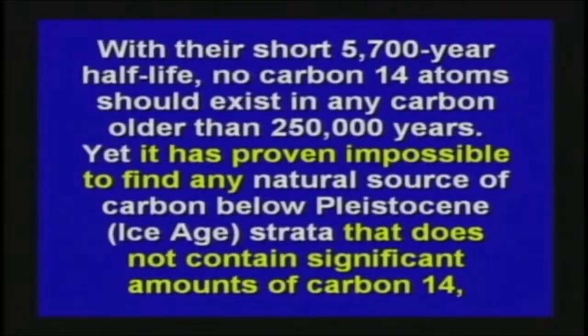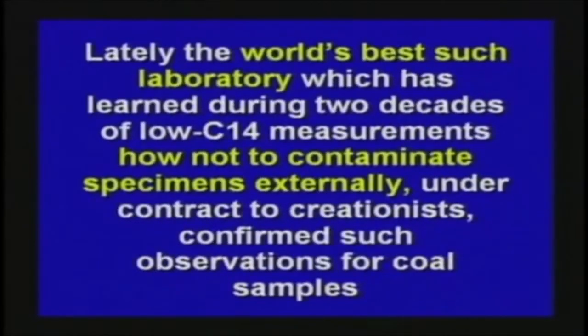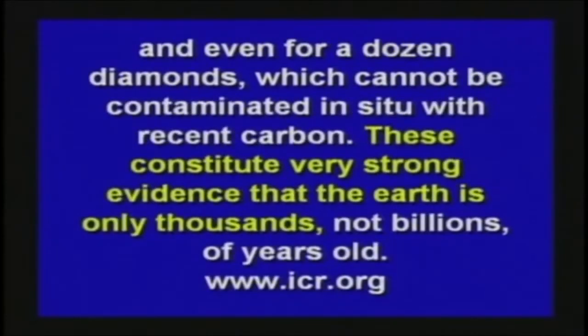A great article came out from the Institute for Creation Research. They're the ones that did the RATE project, ICR.org. They said, with their short 5,700-year half-life, no carbon-14 atoms should exist in any carbon older than 250,000 years. They should all be gone. Yet it's proven impossible to find any natural source of carbon below the Ice Age that does not contain significant amounts of carbon-14. Even though such strata are supposed to be millions or billions of years old, conventional carbon-14 laboratories have been aware of this anomaly since the early 80s and have striven to eliminate it and are unable to account for it. Lately, the world's best such laboratory, which has learned during 2 decades of low C14 measurements how not to contaminate specimens externally, under contract to creationists, confirmed such observations for coal samples and even for a dozen diamonds. Now think what that means.